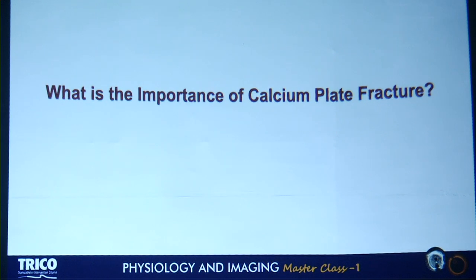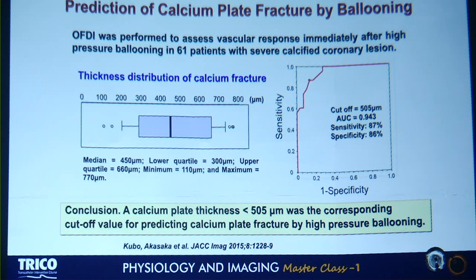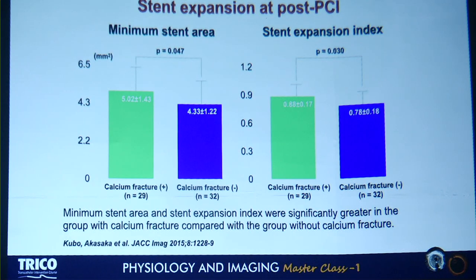So what is the importance of calcium plate fracture? A very well designed and excellent study done by Professor Akasaka with OFDI, that is a Terumo OCT, concluded that if calcium thickness is less than 500 micron, you can always break the calcium using a non-compliant balloon. Otherwise, you have to use higher modification devices, may it be rotational atherectomy, orbital atherectomy, or intravascular lithotripsy. Because if you have done proper calcium fracture, you get a better minimal stent area and better stent expansion index.